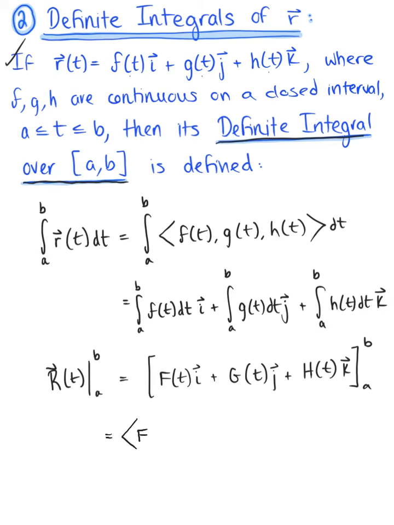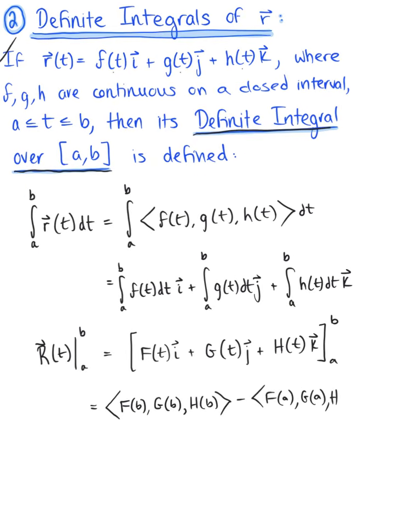So we have the antiderivative vector evaluated at b. So we have f of b, g of b, h of b, minus the antiderivative vector evaluated at a. So we have f of a, g of a, h of a. So we can see here in looking at this definition that we're going to be left with a vector.